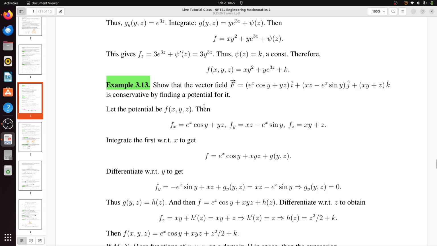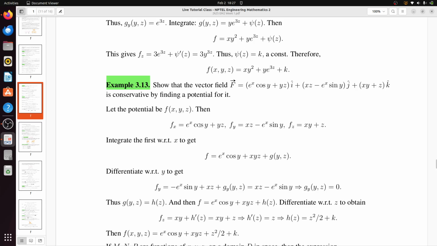So what do we mean by saying conservative? We say a vector field is conservative when you can find a scalar potential for it, right? Now how do we find the scalar potential? First you need to assume that there exists a scalar potential, and that scalar potential is a function of the three space variables x, y and z.